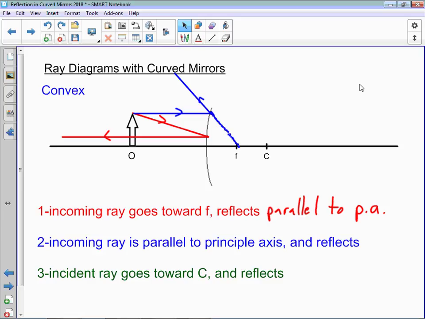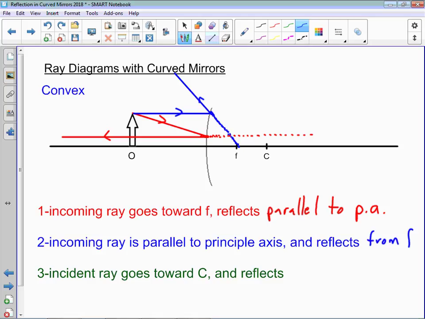So I can actually do the same kind of thing, just backwards. This line, that reflected light ray from the red line, looks like it's coming from back here. It looks like it's been going forever from back there. And now you see that those two light rays meet. So let's look at that third ray. The incoming ray in the blue one is parallel to the principal axis and reflects from the focus. The incident ray going towards C reflects from C as well.